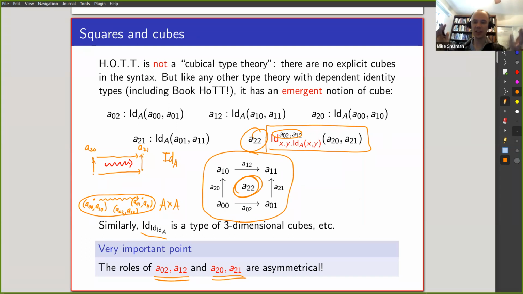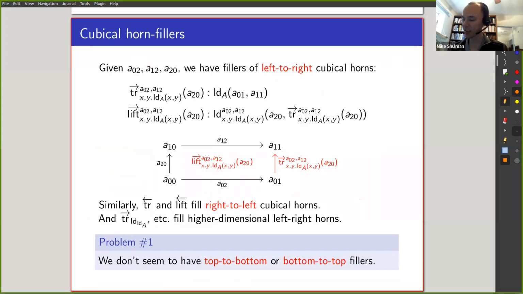Now, if you're a homotopy theorist, or if you're used to cubical type theory, you might ask, well, what can we do with these cubes? So the things that we would like to be able to do with cubes, for instance, we'd like to be able to fill cubical horns. And we can do that in some cases.